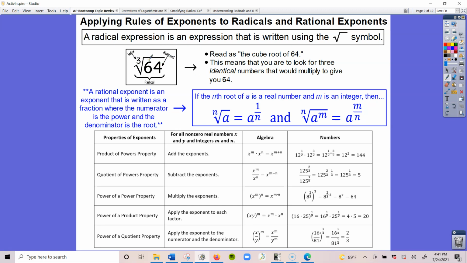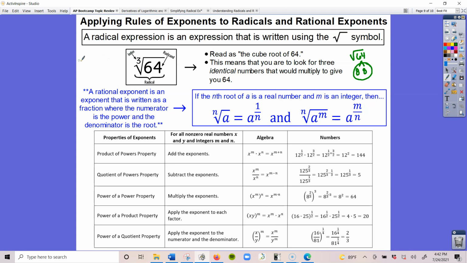A cube root just means that if I were to find the cube root of 64, well, if I were to get the square root of 64, we know this is 8 and 8. The cube root of 64 means that we're looking for 3 identical numbers that would give you 64, whereas the square root is only 2 identical numbers. So a fourth root would mean that you're looking for 4 identical numbers that would give you what's inside the radical. A fifth root is 5 identical numbers that would give you what's inside the radical, etc.